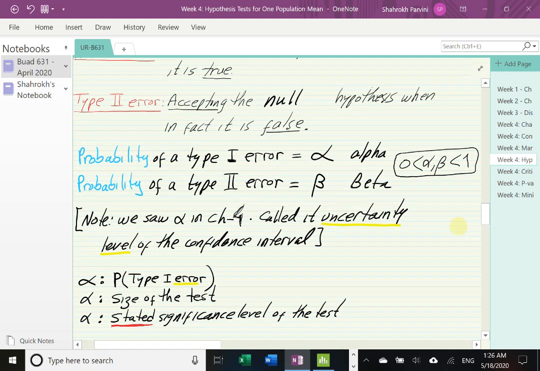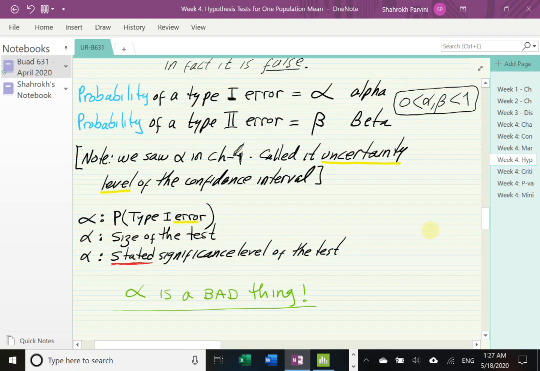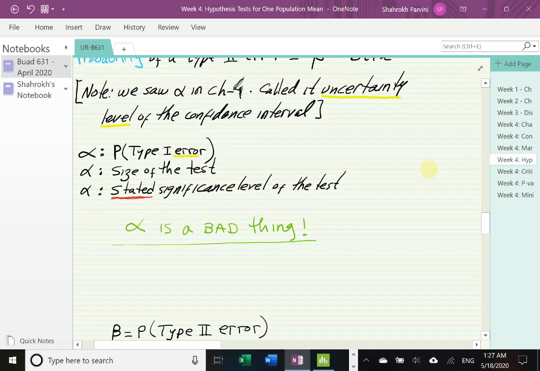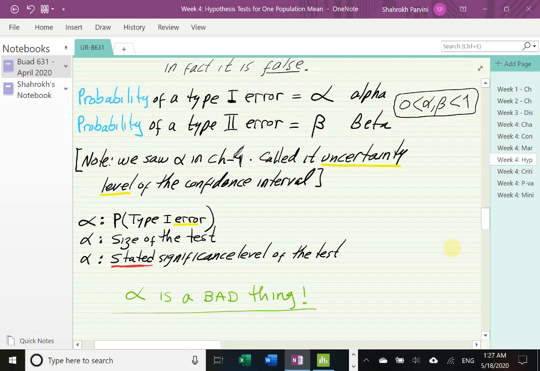Now, here are the AKAs for alpha. Alpha is called the probability of a type 1 error when it comes to a hypothesis test. Alpha is called the size of our test. And alpha is the stated significance level of the test. So all of those are the roles alpha plays. And I want to emphasize alpha is a bad thing. We don't want too much of a bad thing, right? So being a bad thing, we want to minimize alpha.